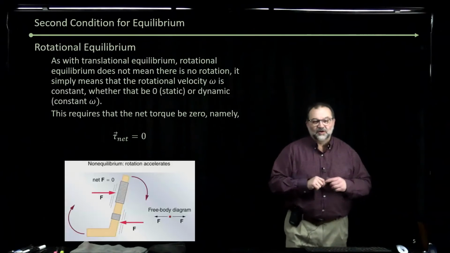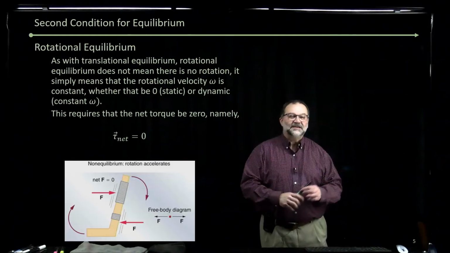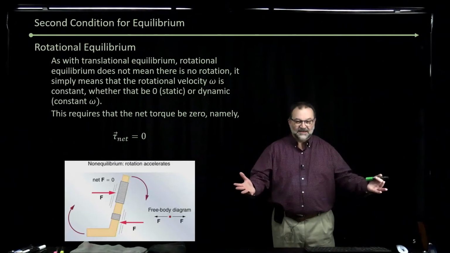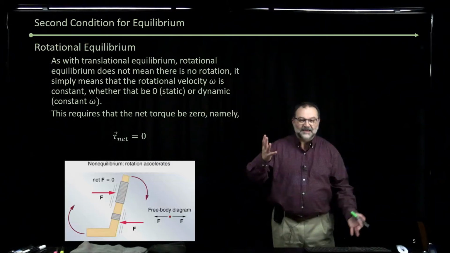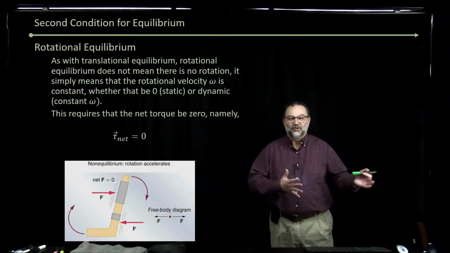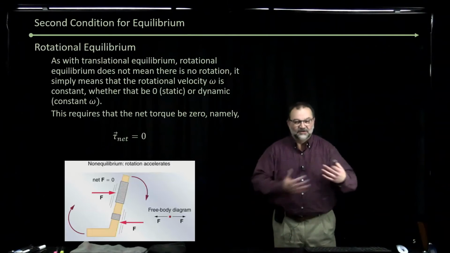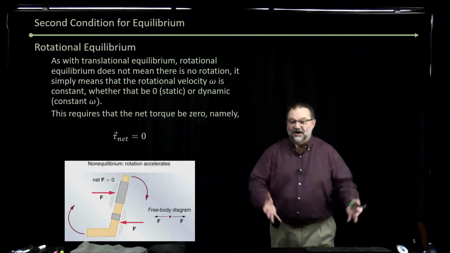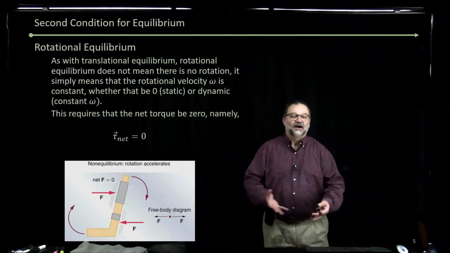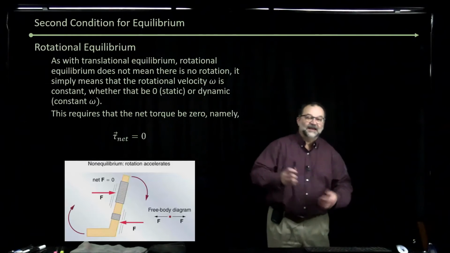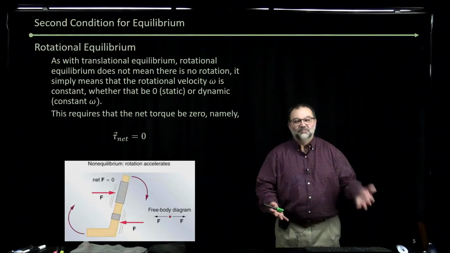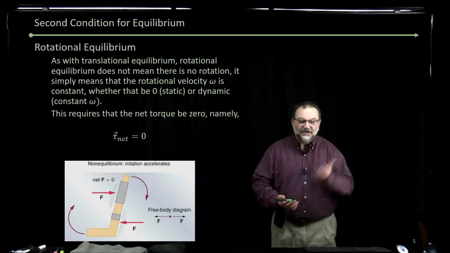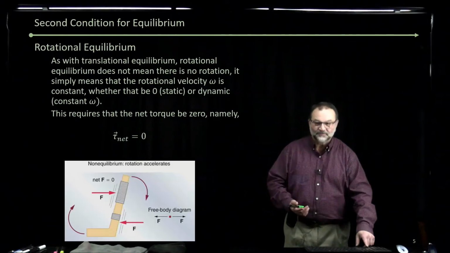The other part of equilibrium is rotational equilibrium. So it's not enough to simply be in translational equilibrium where you're not moving side to side, because you could be spinning. Now, if you're spinning at a constant rate with constant angular velocity, again, you're in equilibrium. But if you're accelerating in any way whatsoever, you're very much not in equilibrium.